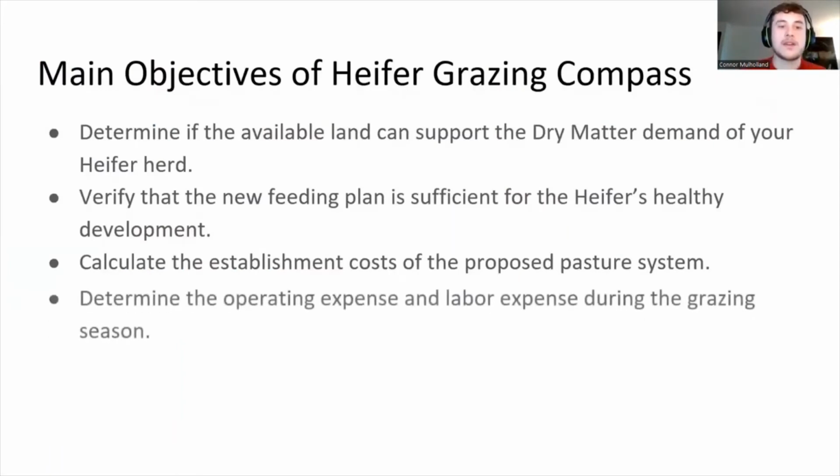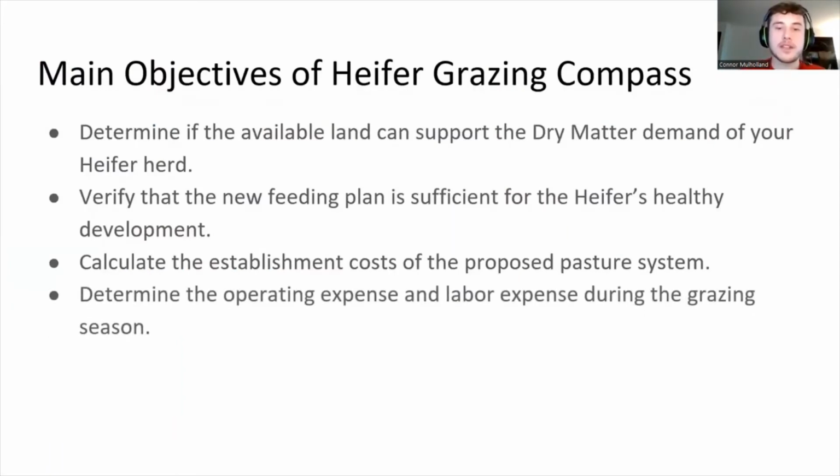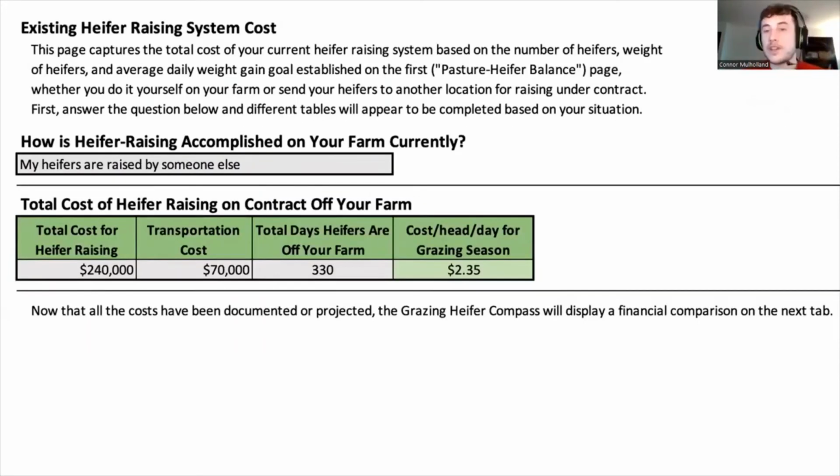So we have determined the operating expense and labor expense during the grazing season. We see that this pasture plan makes sense. Let's compare it to what you are doing now. This answer is very easy for this demonstration because in this case, they used to send their heifers off to somebody else to be raised. Basically, there are two options for the sheet. Either my heifers are raised by somebody else, which is what we have right here, or you raise your heifers on your farm.